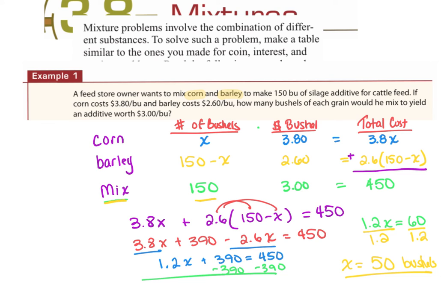All right, 50 bushels. What did they ask? Did they ask for just one of them? No, they want how many of each type. Which one did we solve for? Which one is 50? The corn. So this is 50 bushels, right? We know the total is 150. So what do we do with that 50 to find the barley? 150 minus the 50, it should be 100 bushels of this guy. And that is our answer.